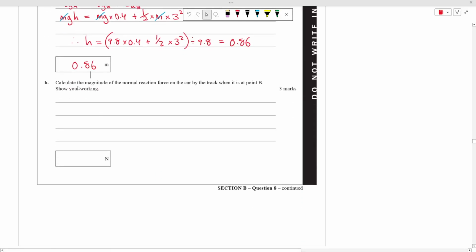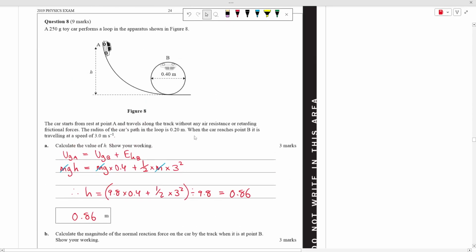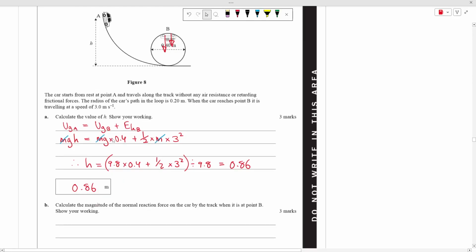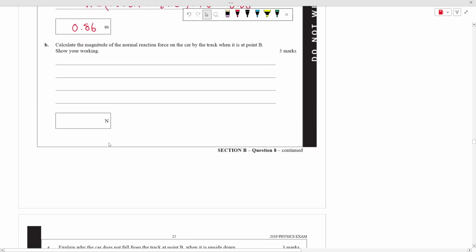Part B. Calculate the magnitude of the normal reaction force on the car by the track when it is at point B. Show your working. So when it's up here, you've got two forces acting on the car. You've got gravity pointing down, but also the normal force pointing down as well. And those two forces combined have to be equal to the centripetal force of your car, because it's in circular motion.